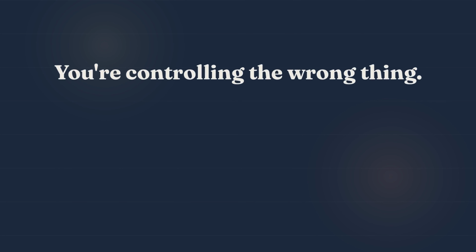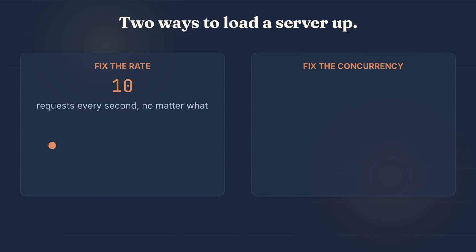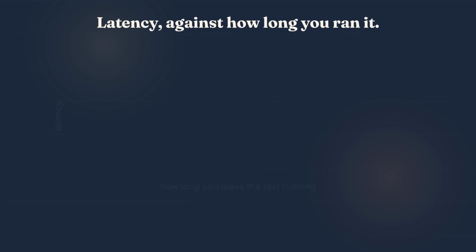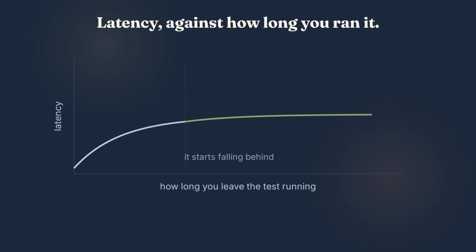You're controlling the wrong thing here, and there are 2 ways to load a server up. You can fix the rate, so you send it 10 requests every second no matter what, or you can fix the concurrency, so you keep 50 requests in there at a time, and you only send a new one when an old one finishes. And while your server is keeping up, those 2 look identical, so you won't spot it early. But once it starts falling behind, they go completely different ways.